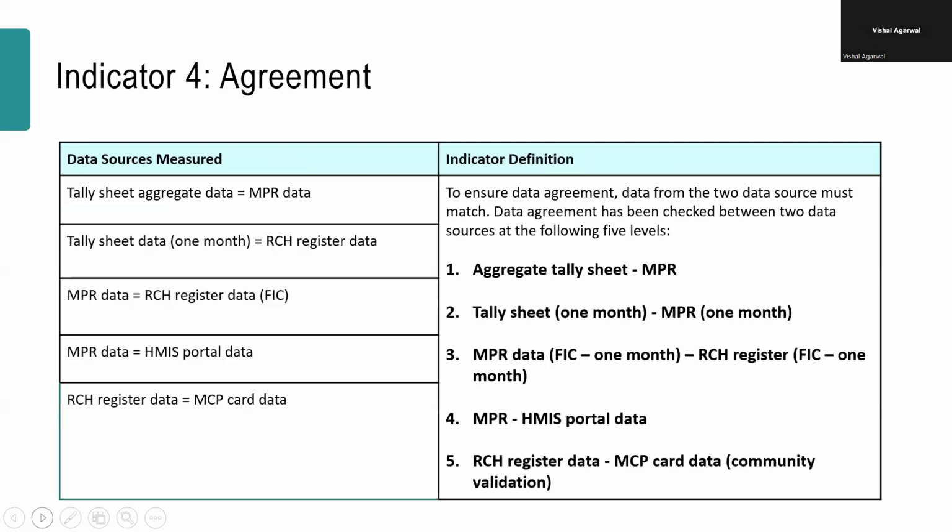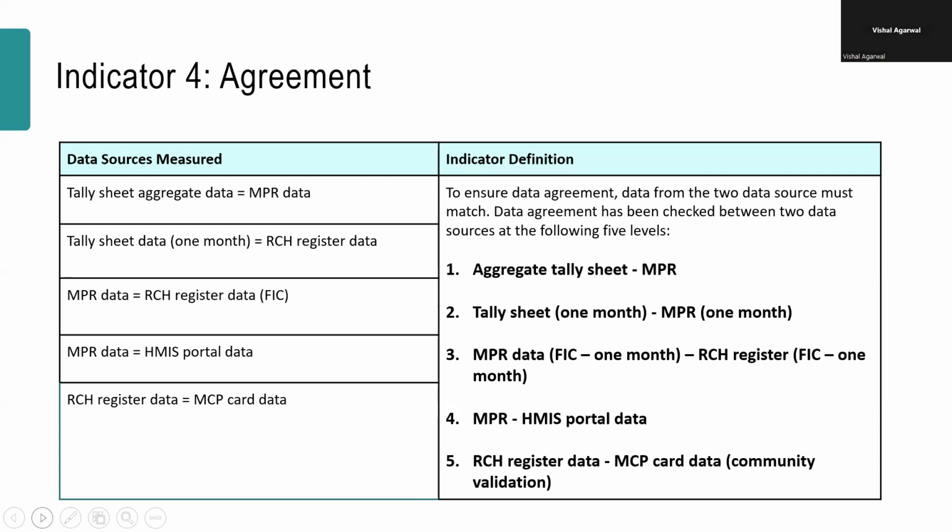So in terms of agreement, we did different kinds of agreement checks during the data quality assessment. We have different kinds of records like tally sheets, monthly progress reports, RCH registers data, and mother and child protection cards. For these different recording and reporting formats, we did agreement checks between two different documents, records, or reports. The first agreement was whether the aggregate of tally sheet data for all 6 months matches the monthly progress report data. Suppose a health worker has conducted 10 sessions in a month. Does the aggregate of those 10 sessions' data from the tally sheets match the monthly progress report data that he or she submitted to the health facility?